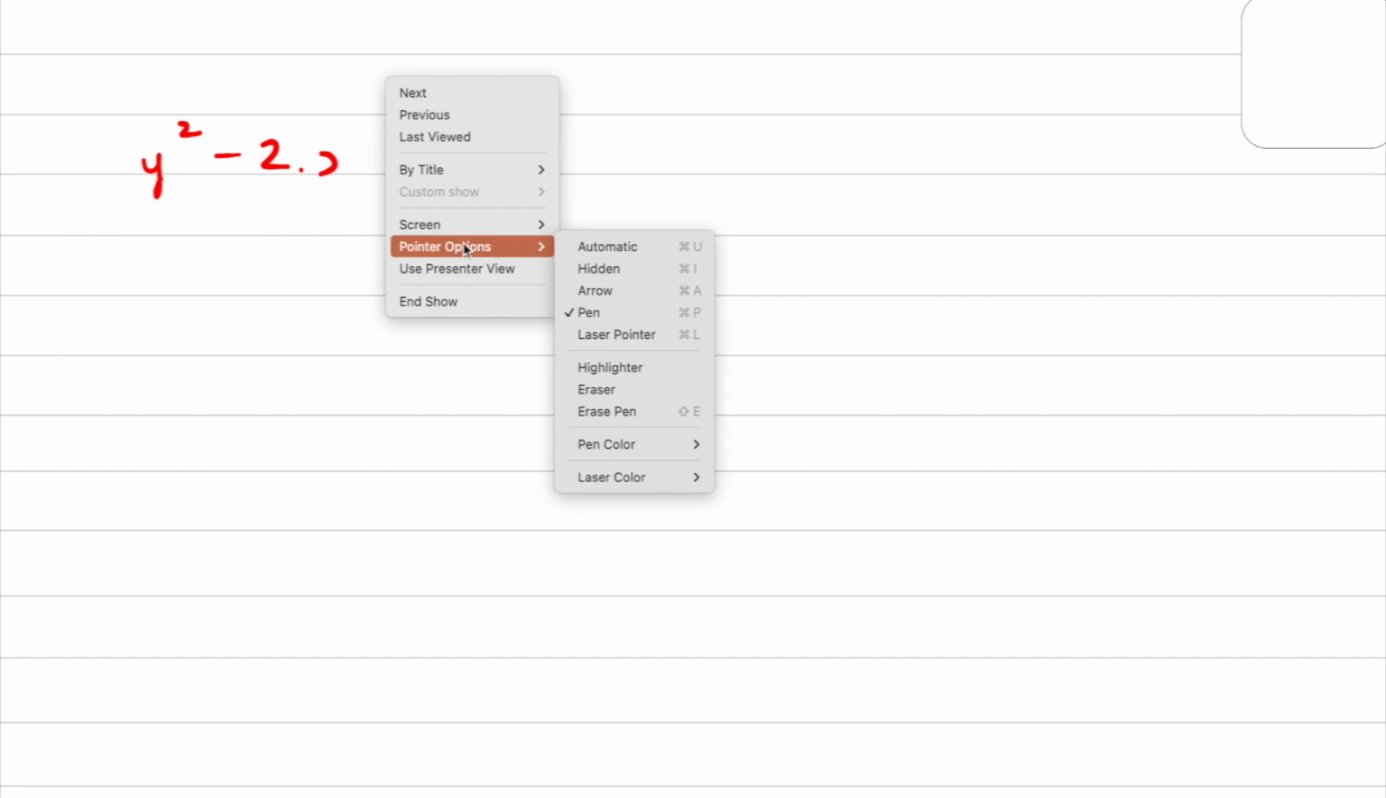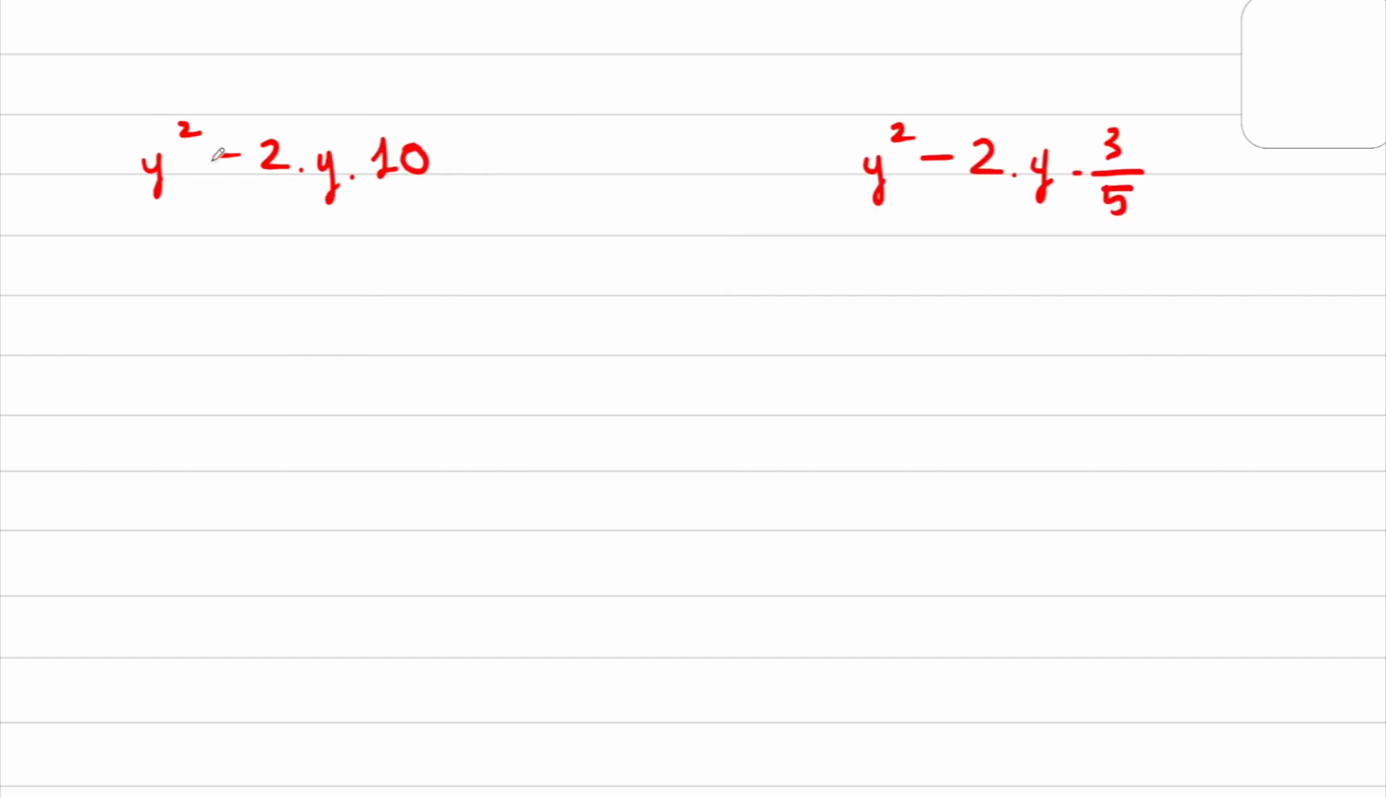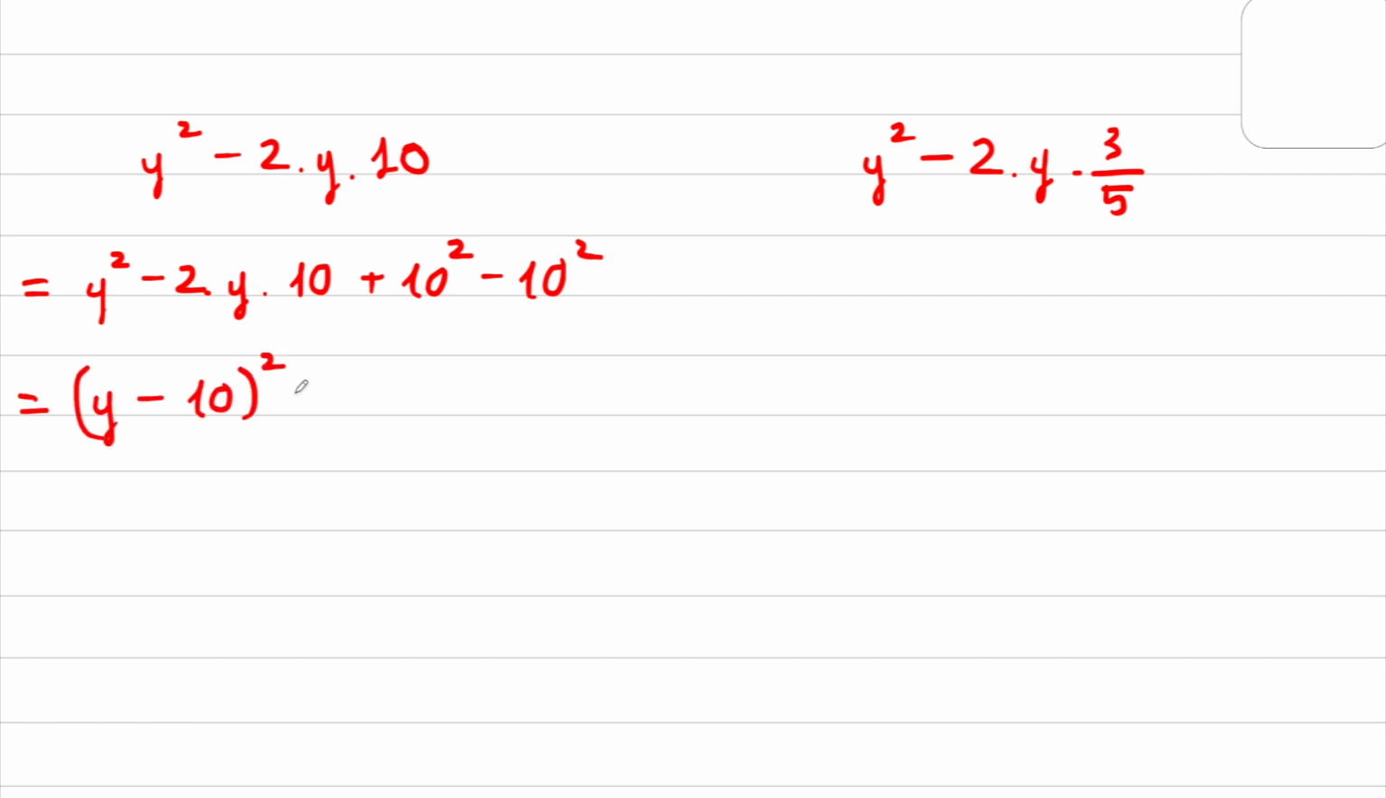And the next one will be the last example in this video. Y squared minus 2y multiply 10. And the second number will be 10. 2 times y times 10 plus 10 square minus 10 square. And then y minus 10 square and minus 100 outside this bracket.